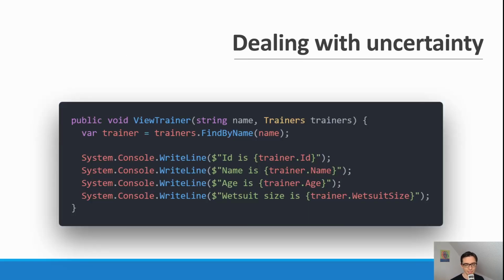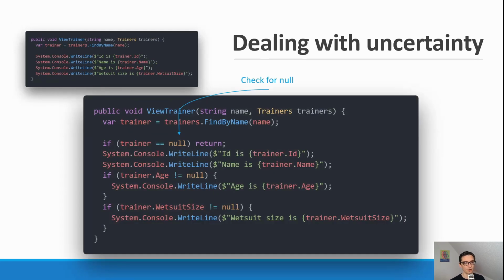If we are dealing with all this uncertainty, we need to check what can be null, because everything can be null. So we have the trainer. This can be null if we don't find it, so we need to check for null. We have also seen that the age of the trainer can be null, so we need to check it. And we have also seen that the wetsuit size of a trainer can be null because the result might not have been parsable, so we also need to check this. But why don't we check the ID in here? And why don't we check the trainer name in here? Because we know that it can't be null, right?